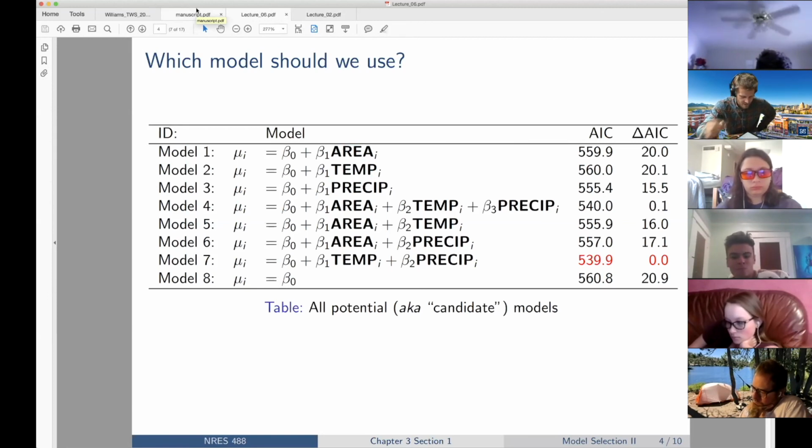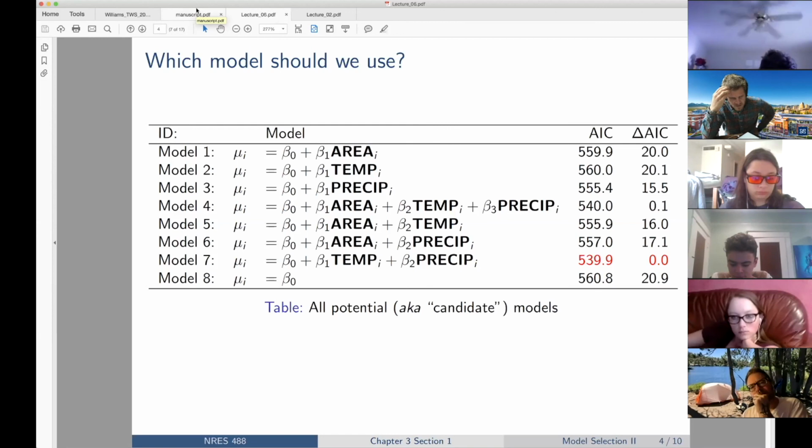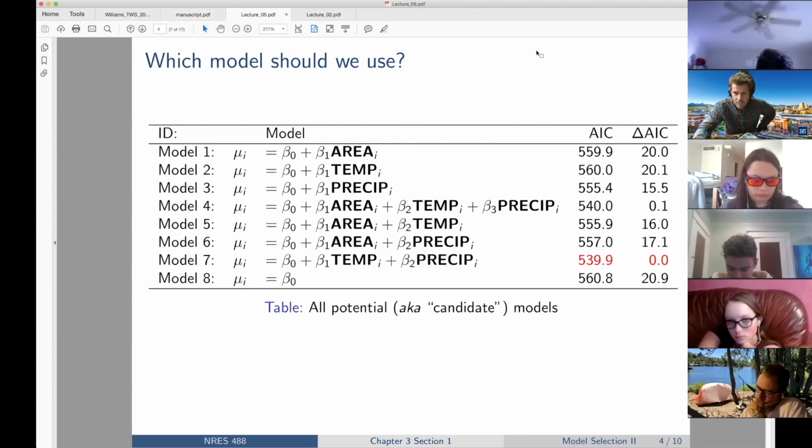And David Anderson, who is the champion of this AIC and multiple hypothesis testing, had a website. He died this year. He still has a website describing why null hypothesis testing isn't such a good idea. And I'm going to post those papers on Web Canvas so you can read through and learn why maybe null hypothesis testing isn't such a great idea in some cases.